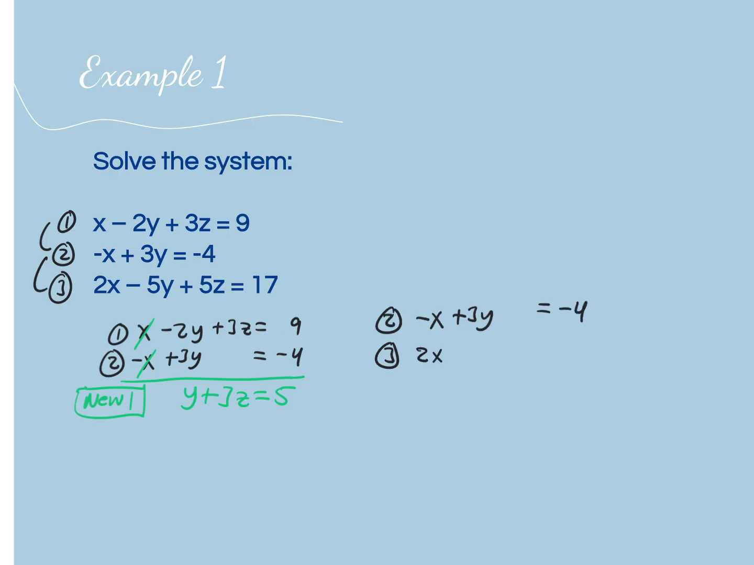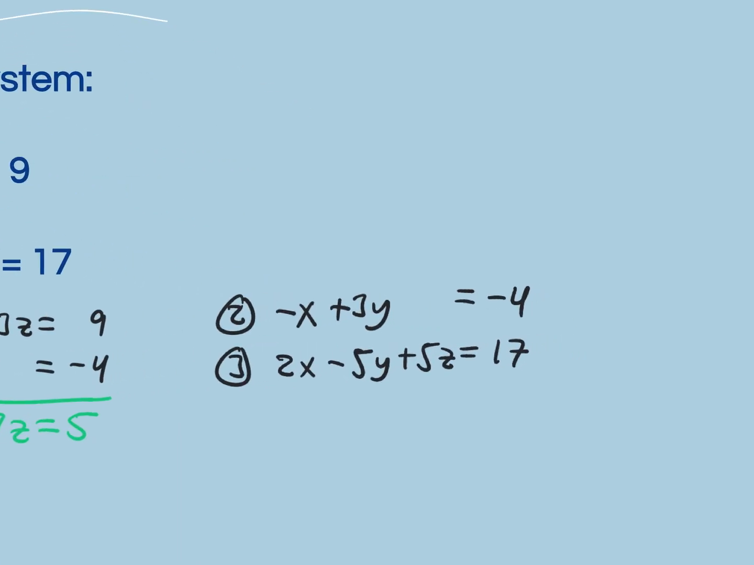All right, number 3 is 2x minus 5y plus 5z equals 17. All right, and then again, you want to try to eliminate one of your variables. If we did x the first time, you want to do x again. All right, so let's try to eliminate x.